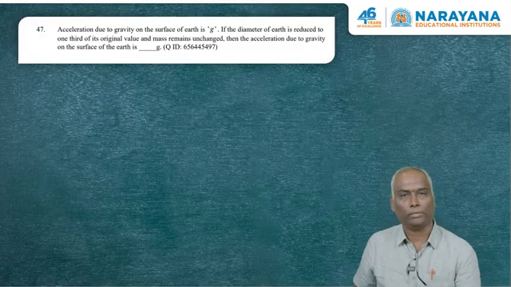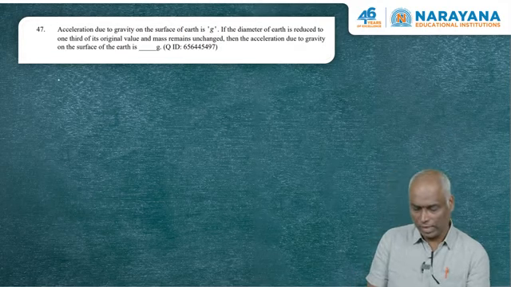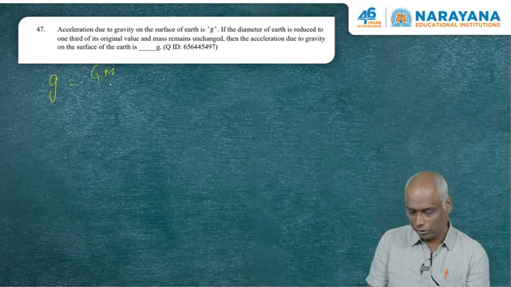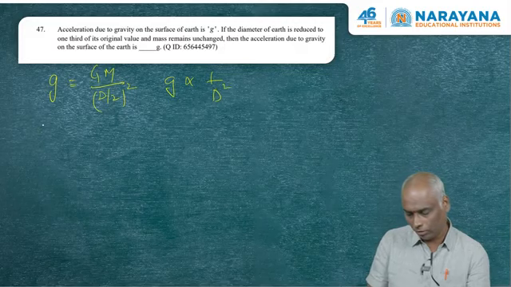Question number 47. Acceleration due to gravity on the surface of the earth is small g. The diameter of the earth is reduced to 1/3 of the original value and the mass remains unchanged. Then the acceleration due to gravity on the surface of the earth is. The relation between acceleration due to gravity and the diameter of the earth is given like this: g is equal to G capital M divided by R square, but radius is equal to diameter divided by 2, whole square. Therefore, g is inversely proportional to D square.